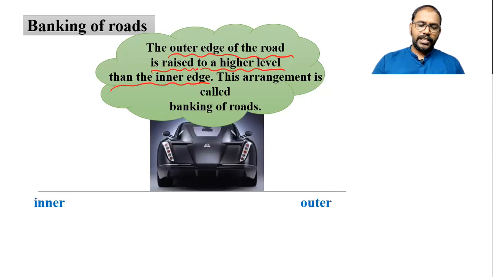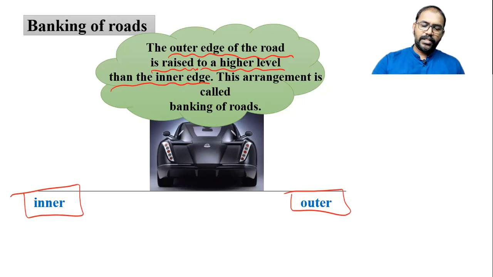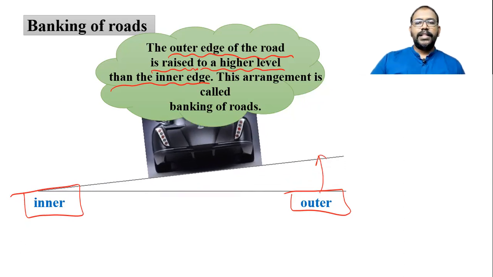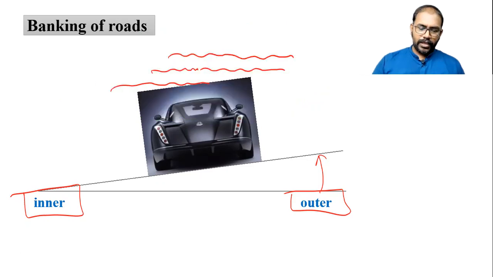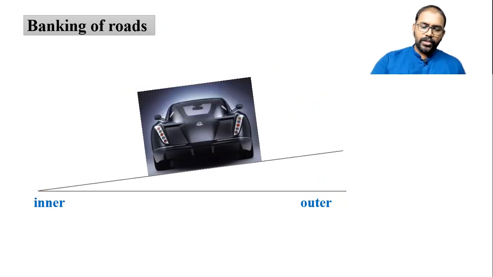So you can see this is the inner edge of the road and this is the outer edge of the road, and this is a vehicle. This is the horizontal road. But if we raise this outer edge to some level, then that arrangement of the road is called banking of road. Now here, this is the surface of the road.